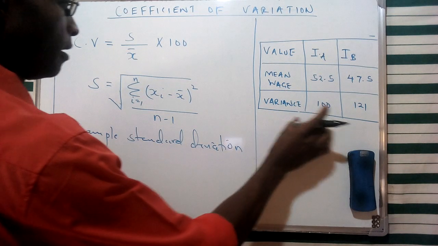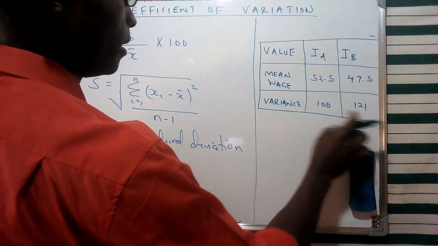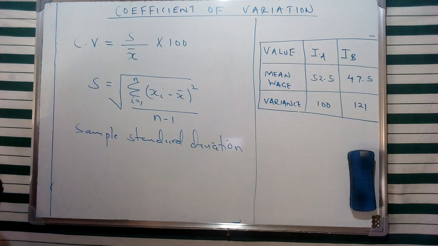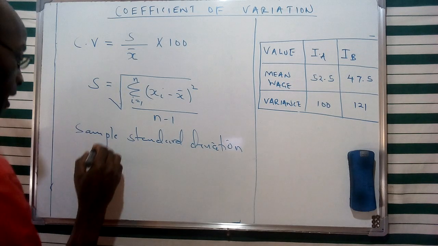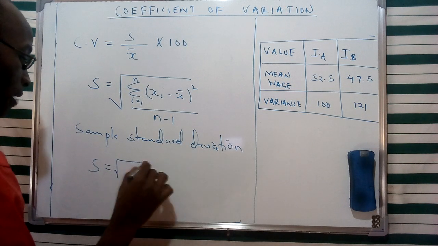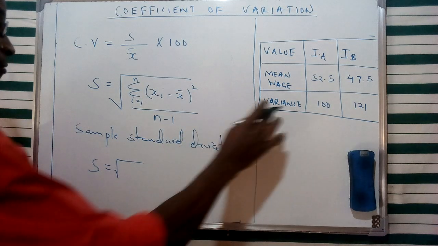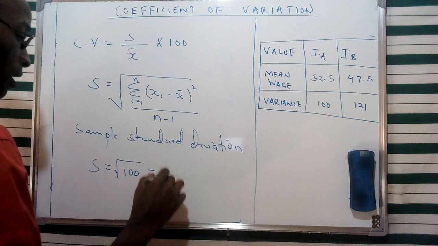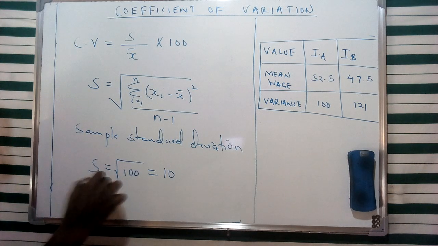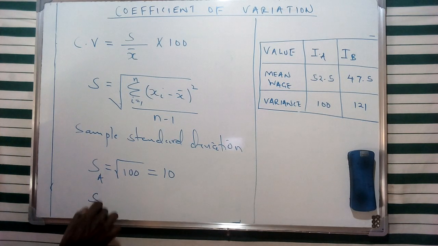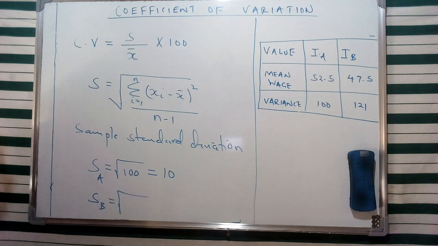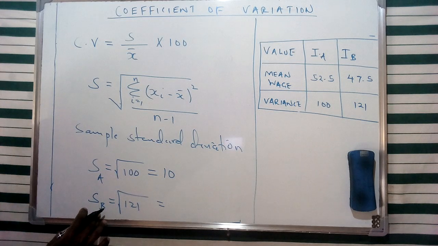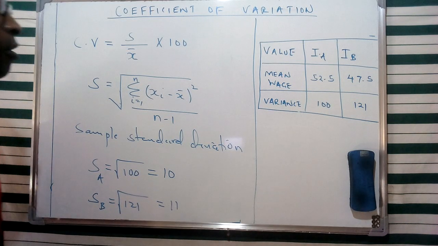So, given the variance for the respective industries A and B, we can compute the standard deviation using this formula. Since we have been given the variance of industry A, we obtain a standard deviation of 10. And for the second case, given a variance of 121, we obtain for firm B a standard deviation of 11.